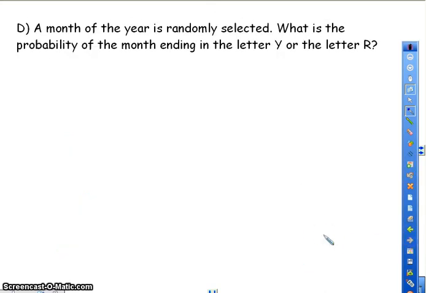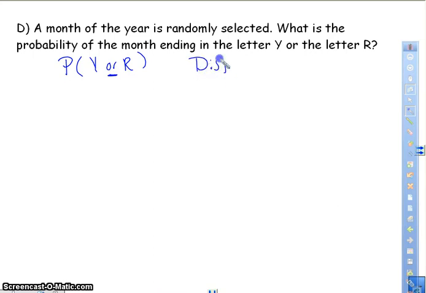And the last one, a month of the year is randomly selected. What is the probability of the month ending in the letter Y or the letter R? So it's probability of Y or R. Since we have the word or, we know this is a disjoint event. And when we have a disjoint event, we are not multiplying the probabilities, you are adding. Okay? So probability of the month ending in the letter Y or R.